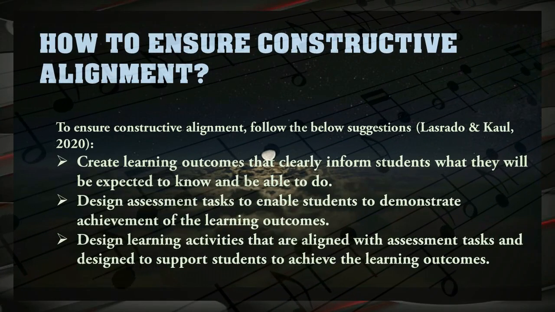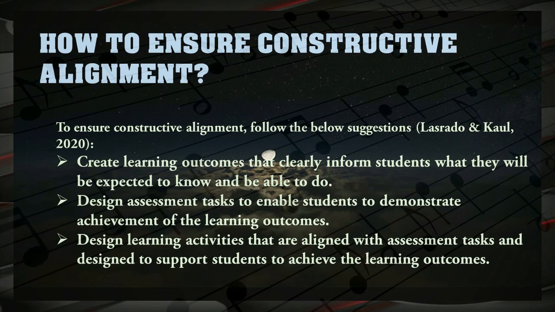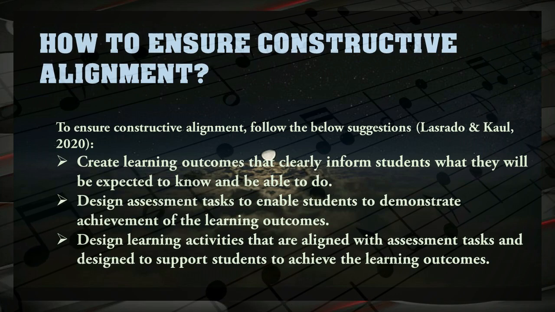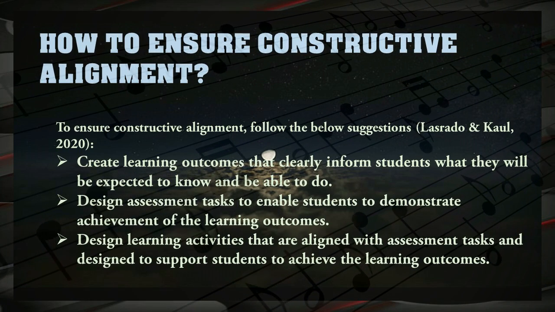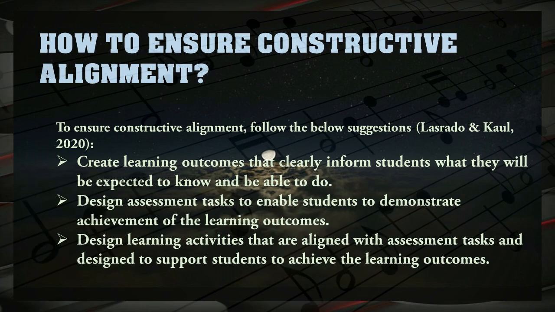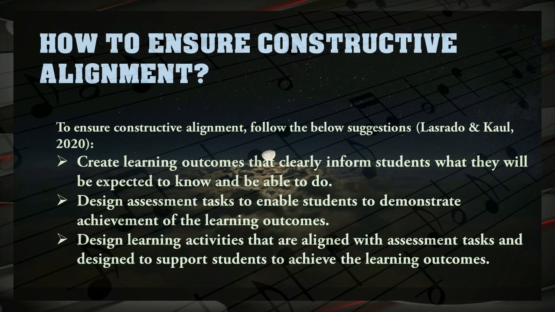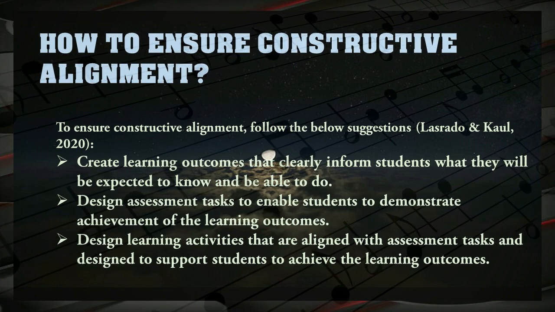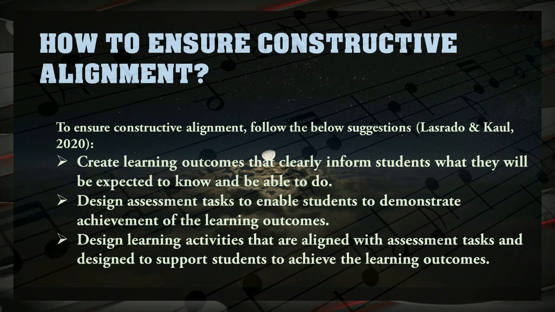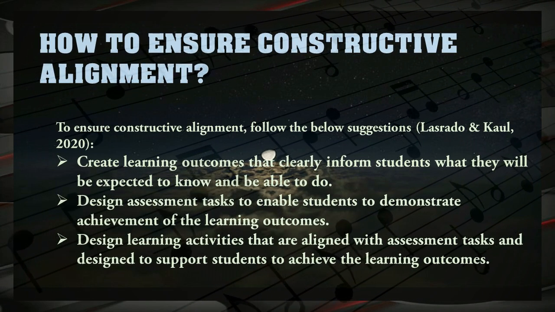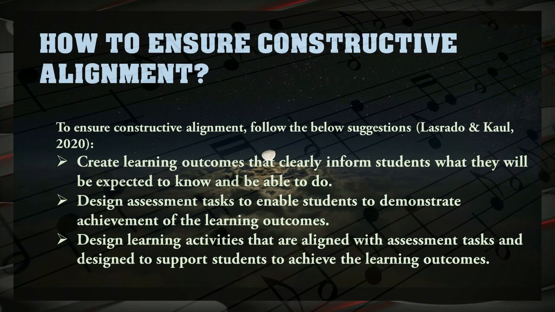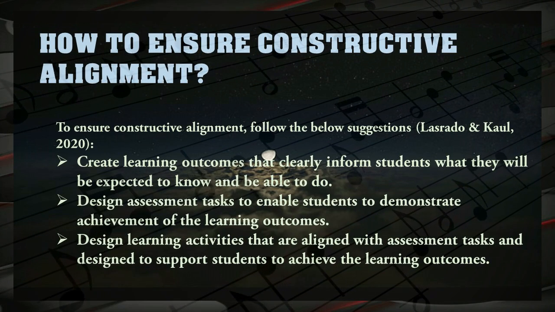How to ensure constructive alignment? To ensure constructive alignment, follow the suggestions according to Lasrado and Cowell in 2020. Create learning outcomes that clearly inform students what they will be expected to know and be able to do. Design assessment tasks to enable students to demonstrate achievement of the learning outcomes. Design learning activities that are aligned with the assessment tasks and designed to support students to achieve the learning outcomes.